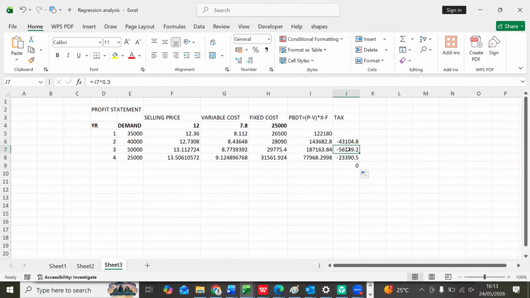Let me see this. What did it do here? So here it took I7. Nope. No worries. Control Z, that is a very good thing. So equals. So we have this I5 times 30%.